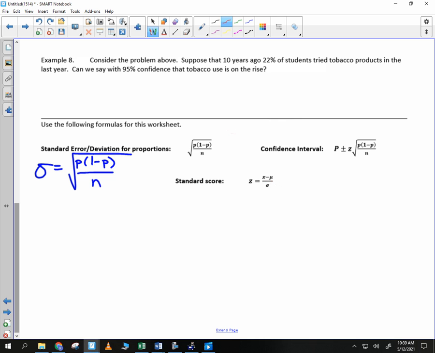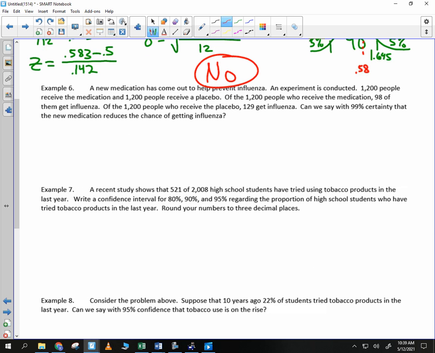So far, you're thinking pretty easy. Let's put it to a real test. A new medication has come out to help prevent influenza. They want to see if it works, so they do an experiment. 1,200 people receive the medication, and 1,200 people receive a placebo, a pill that has nothing but maybe sugar in it. They find that 98 of the people who receive the medication get influenza, and 129 who get the placebo get influenza.